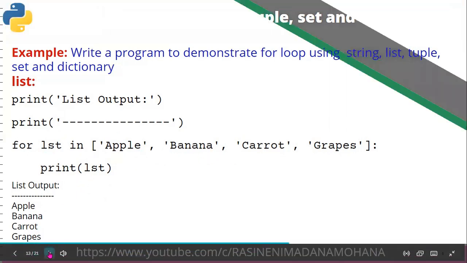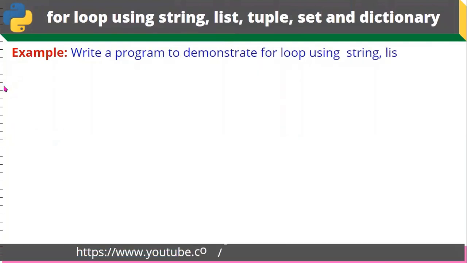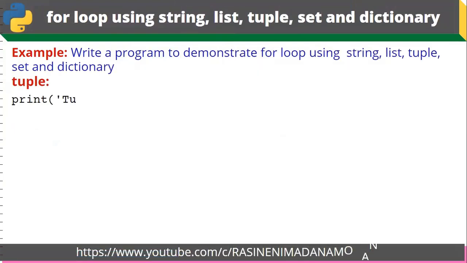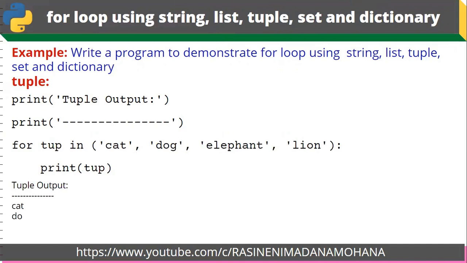Next one, tuple, the third sequence. So how is the tuple defined? The tuple values are given within round brackets. So these notations you can remember. String means within single quotes. List means square brackets. Tuple means round brackets. Then set means curly brackets. Then the dictionary, we will see after all this.